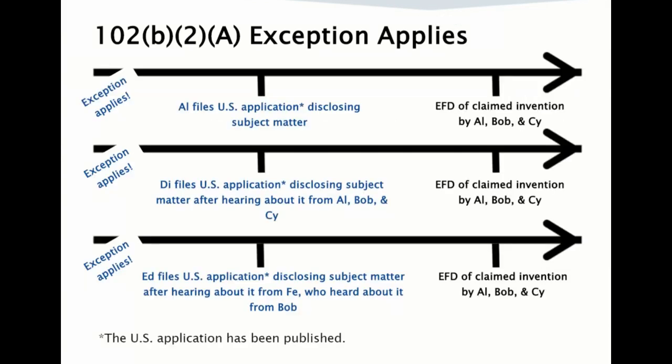In each timeline, we have an application under examination in which Al, Bob, and Cy are the inventor. In other words, the inventor is collectively Al, Bob, and Cy. Remember, under the AIA, the term inventor means the inventive entity. Each timeline shows a different U.S. published application in blue as a possible 102(a)(2) prior art reference. Those who filed the applications invented the subject matter disclosed. We are considering whether the 102(b)(2)(a) exception applies.